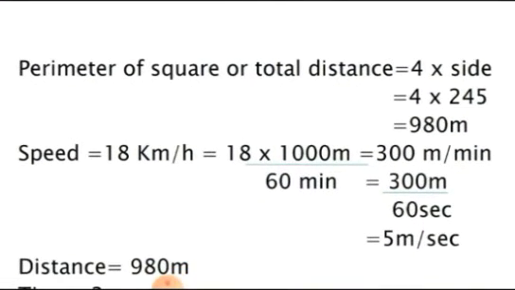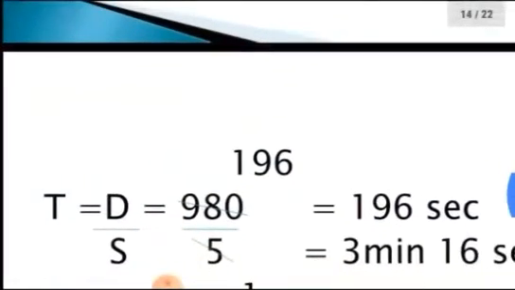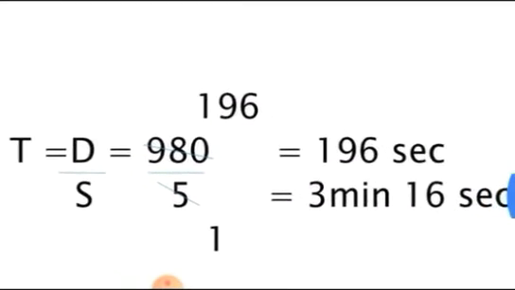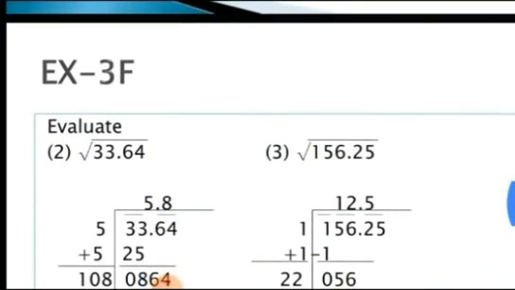Then speed is given as 18 km per hour, and distance is given in meters. So first you change kilometer to meter and hour to second. 1 kilometer equal to 1000 meter. So 18 into 1000 meter upon 3600 second. Then you cancel, your answer is 5 meter per second. Distance is 980 meter. Time equal to distance upon speed. 980 by 5 is 196 seconds, or you convert it into minutes and seconds. Your answer is 3 minutes 16 seconds. Now next exercise, Exercise 3F.